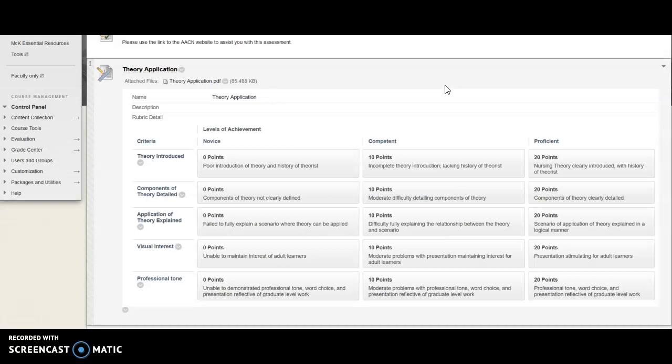In addition, with that being said, we are going to focus on making sure that your presentation is done in a very professional tone, your word choice is professional, and the presentation itself is reflective of graduate level work. And just know that this is something that we will be building on as you progress through the program. So this is a foundation in looking at theory and developing those crucial presentation skills.